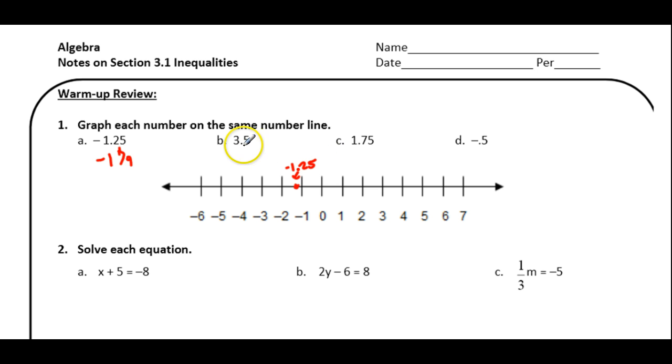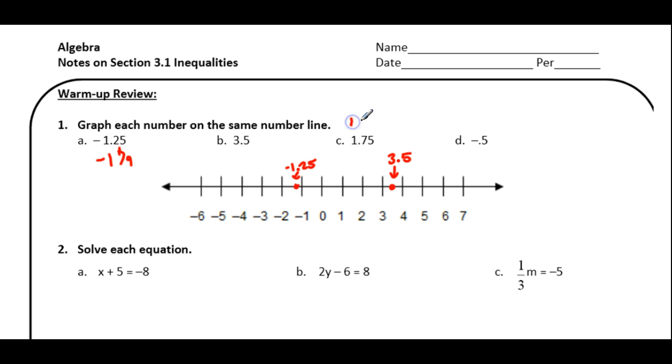Okay. Now 3.5, that's positive. That's the same thing as 3 and a half. So that would be at 1, 2, 3, and then we have to go 0.5 or a half more. So that would be directly in the middle of 3 and 4. Okay, so that is 3.5.